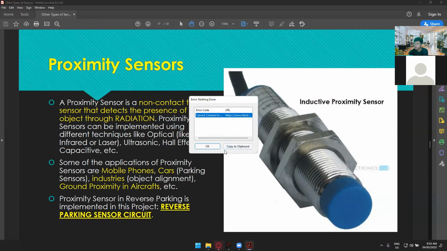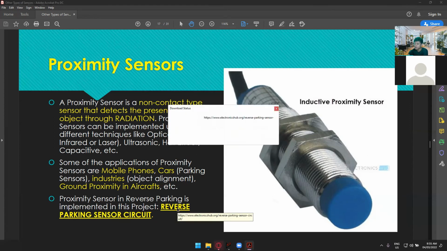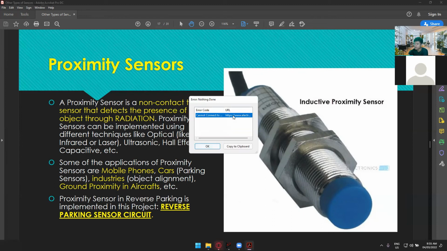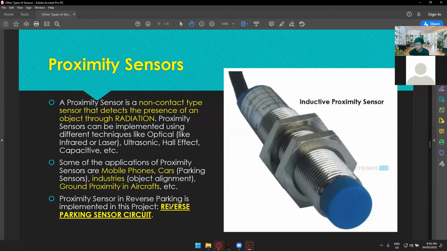Oops, cannot connect. Anyway, I don't know what happened, but just copy this link right here and try to type it on the website. Let me know if this one will not work. I will just check this one later. Anyway, that's how this proximity sensor works, through radiation.